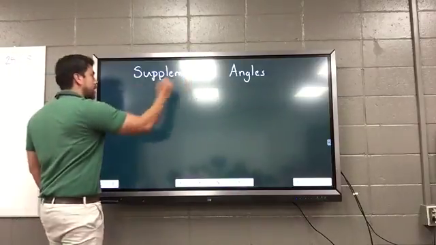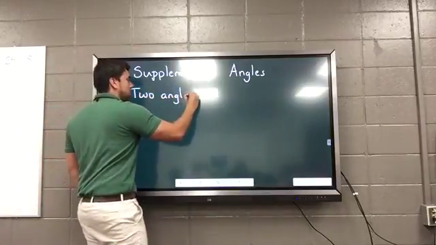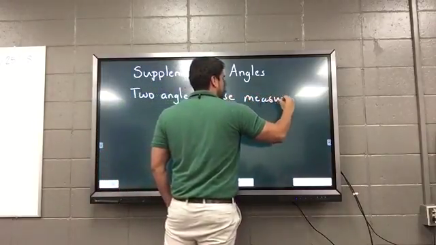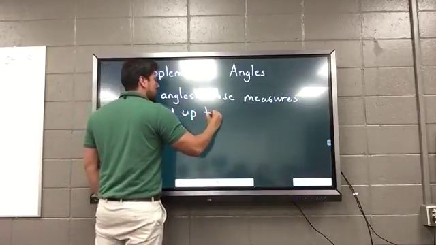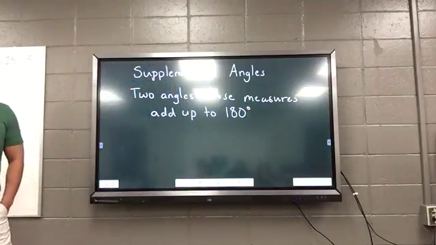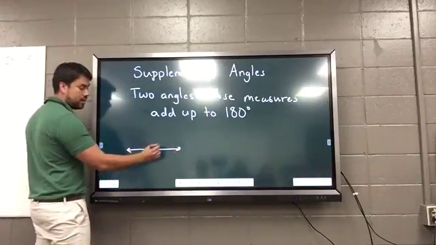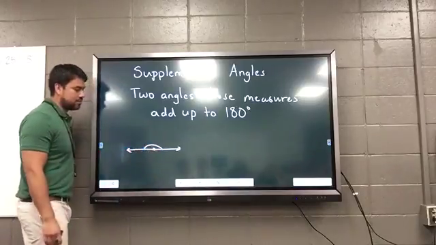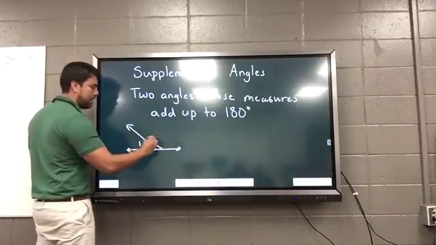So here, supplementary angles, two angles whose measures add up to 180 degrees. That's special. That's a special thing right there. So here's my little diagram. I'll draw my straight line, which now is two rays. Is that 180 degrees? So here I'm going to draw another ray, 1 and 2.